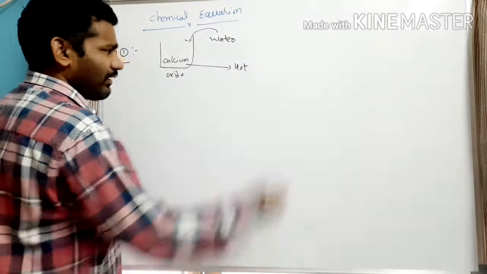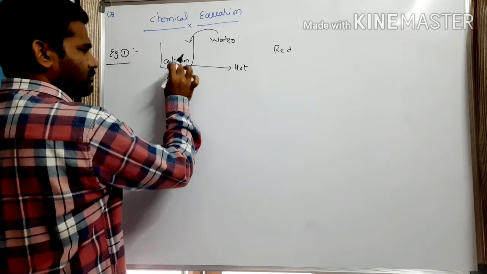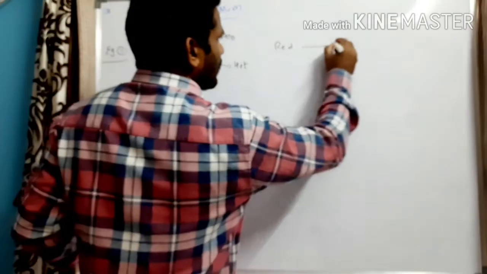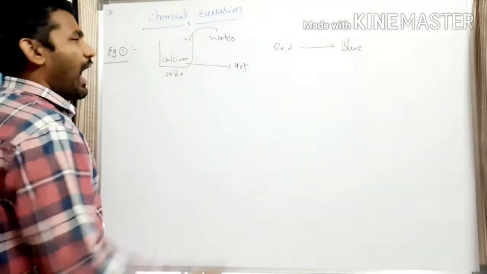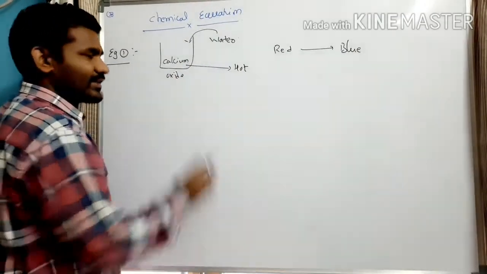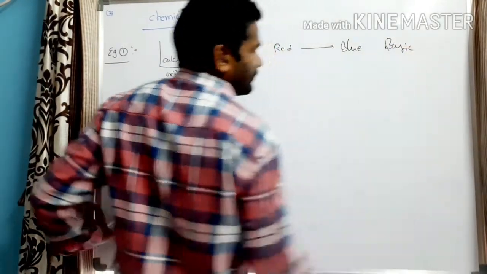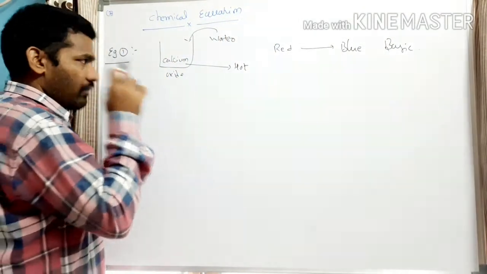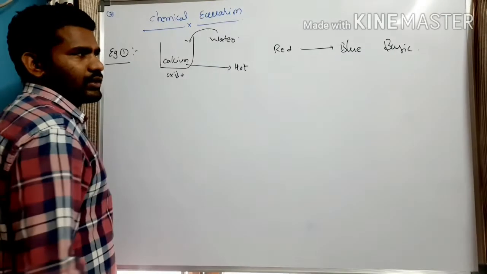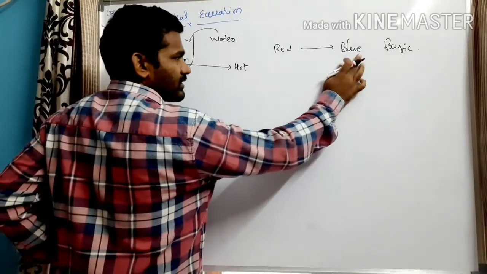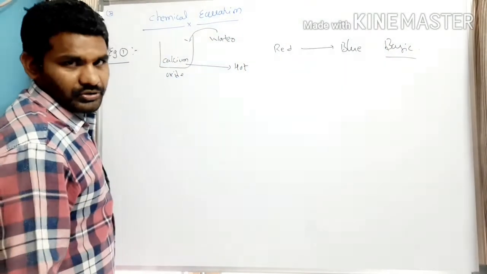Now, if you take a red litmus paper and add a few drops of the substance formed in this reaction, it turns into blue litmus, which indicates that after addition of water, the substance formed in the reaction is basic in nature. I repeat, when you add water to the calcium oxide, the resultant substance converts red litmus into blue litmus, which indicates the substance formed is going to have a basic nature.